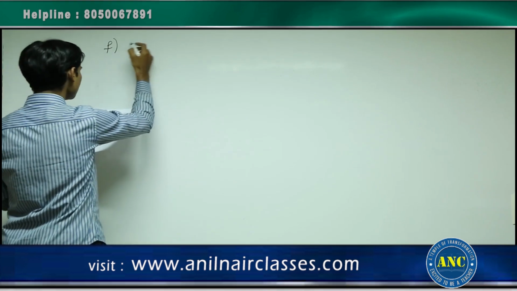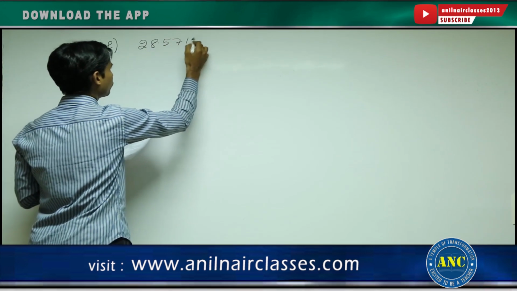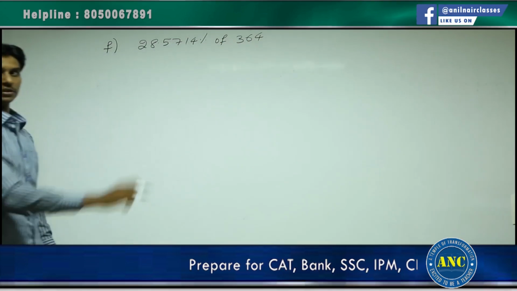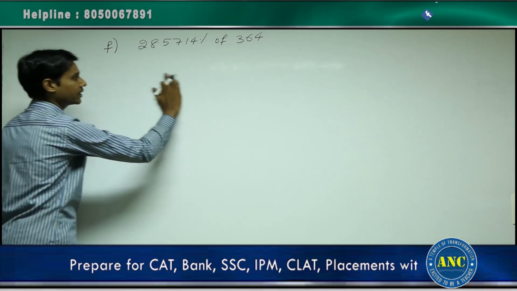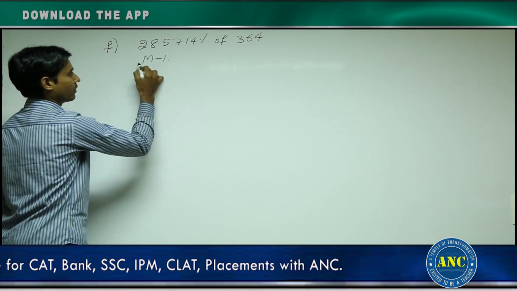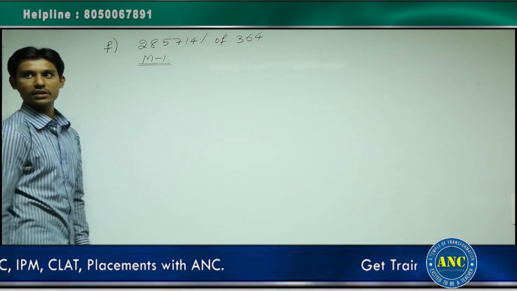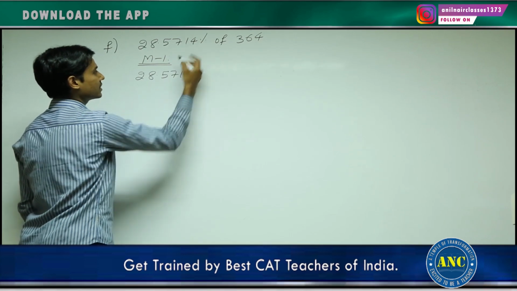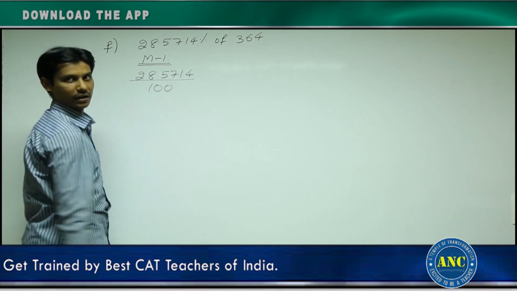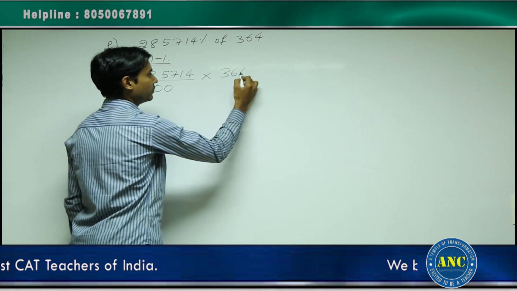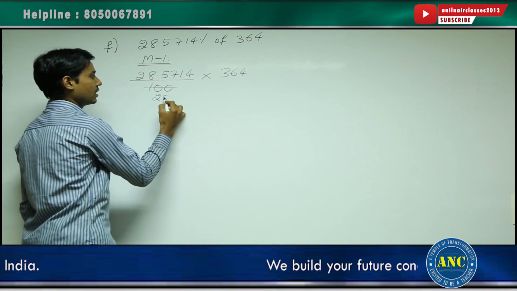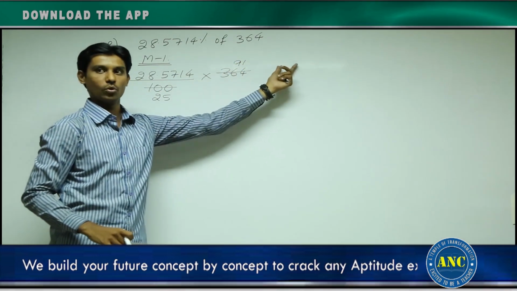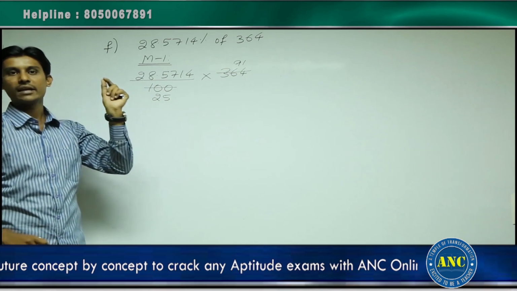Question number F. See here. 28.5714 percentage of 364. This is the question. Suppose method 1: suppose you don't know any of these fractions to percentages conversion. How will you solve this? 28.5714 percentage is nothing but 1 by 100 into 364. 364 is nothing but 4 into 91. Then you need to multiply these two numbers. You will get some value. That value you need to divide by 25. Finally, you will end up with the answer.